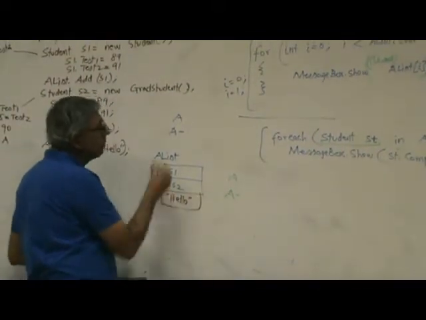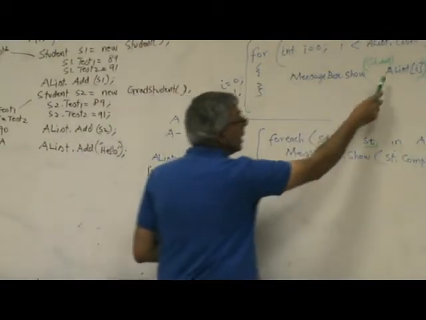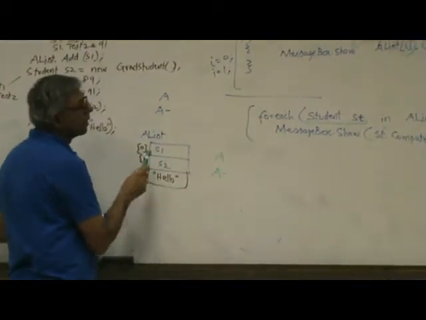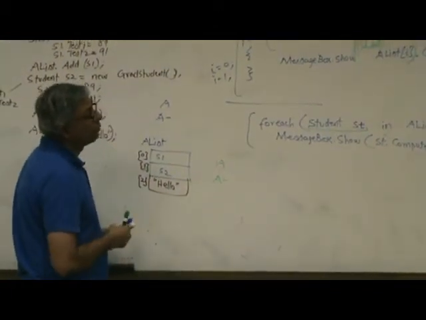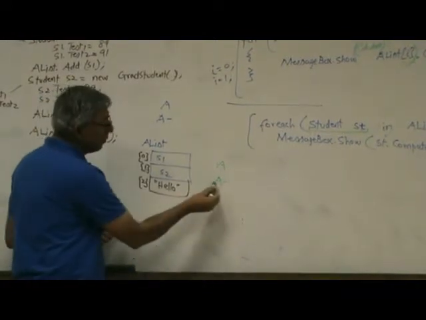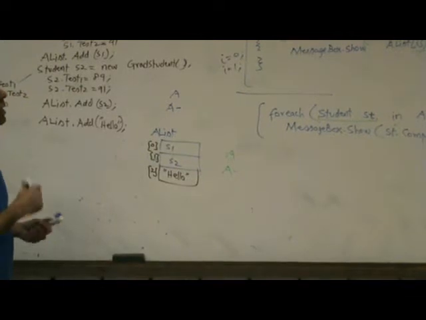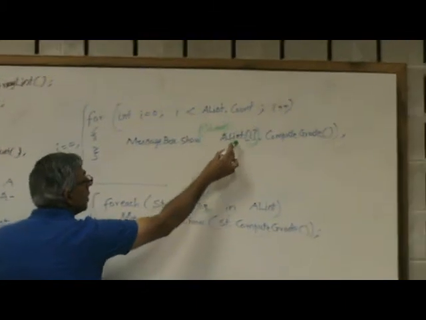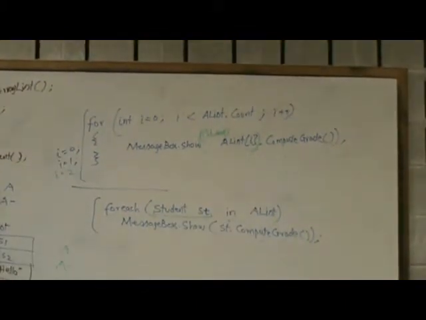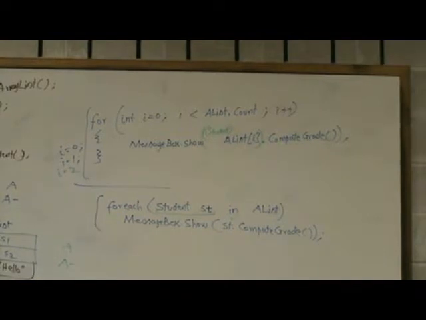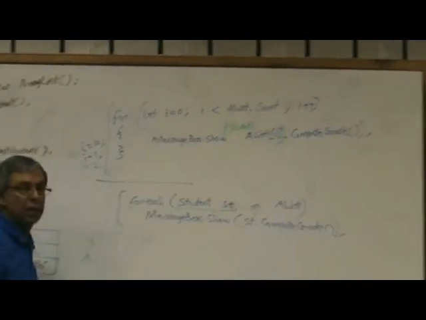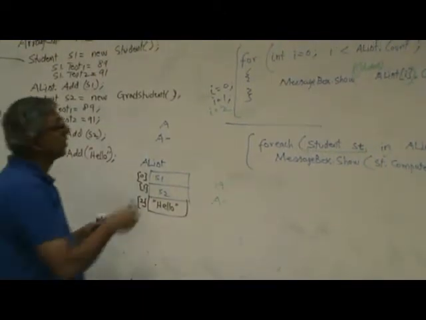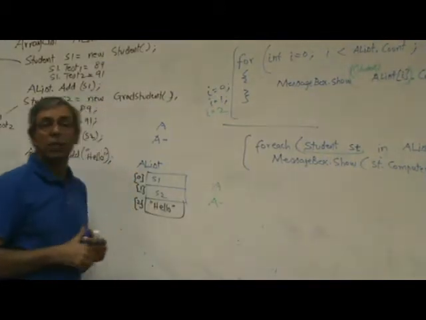Second time through this loop, I will become 1. A list of 1. Can we convert A list of 1 to a student? Yes. We'll call the compute grade, and it will print out A minus. Third time through the loop, when I becomes 2, A list of 2 is what? Can we typecast it to a student? No. So what will happen? A runtime error will occur, so your program will crash after it goes third time through the loop.